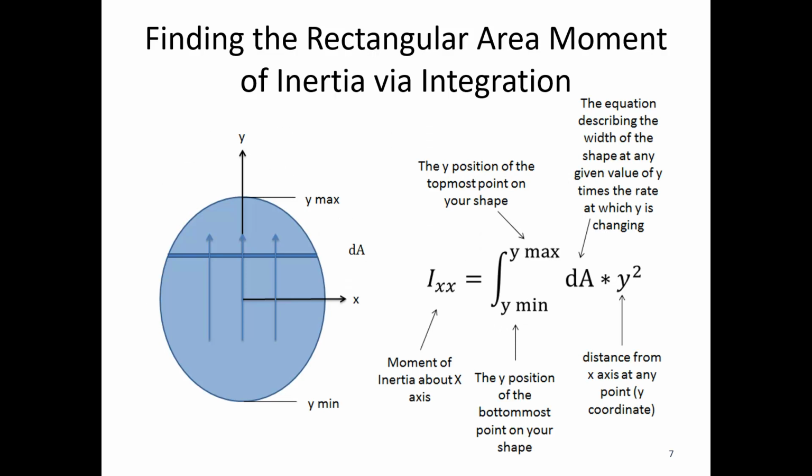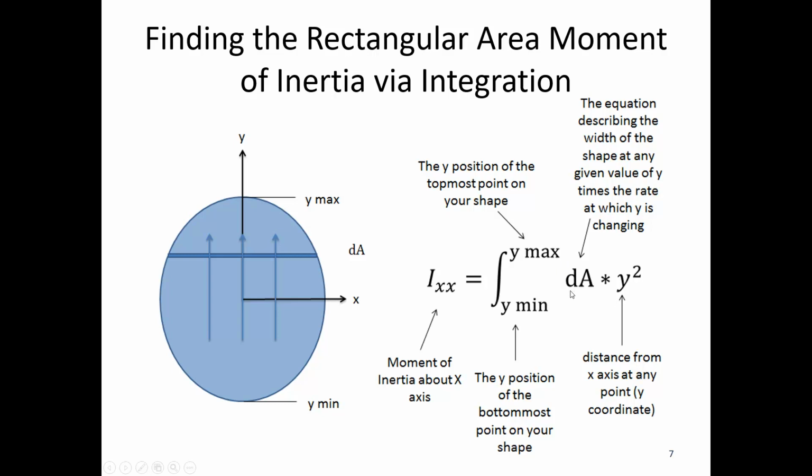All right, so what does this look like? So here is Ixx, and what do I mean by these variables? So Ixx is the moment of inertia about the x-axis, what we're solving for. Y min to y max, so this is the bottommost y point to the topmost y point. So it's a definite integral. We've got bounds on it.